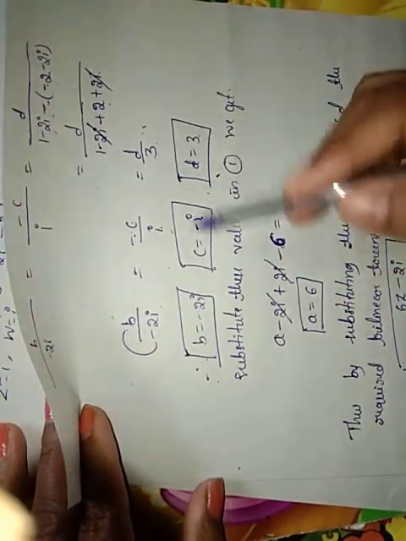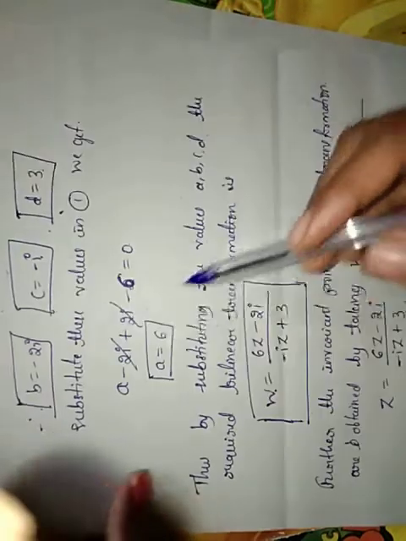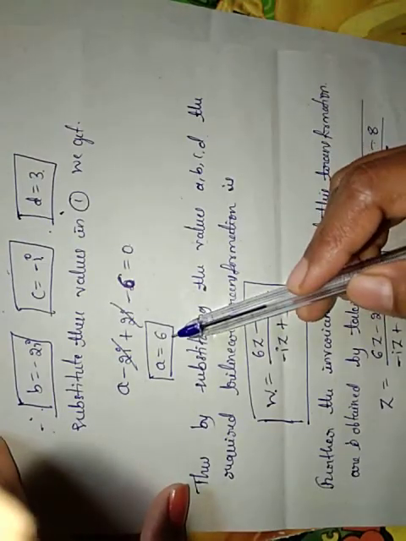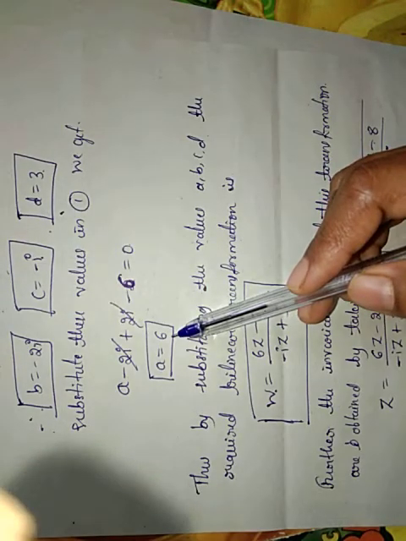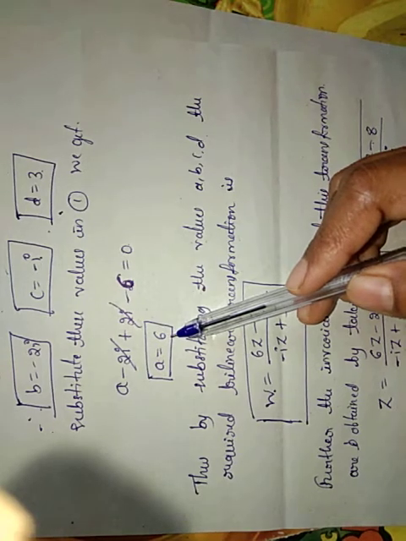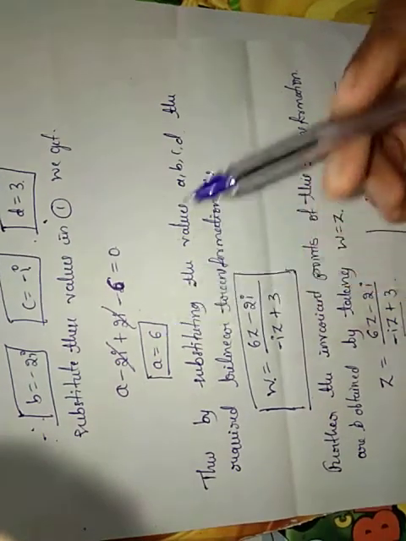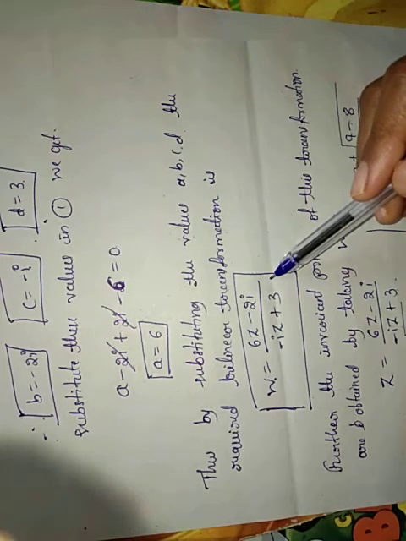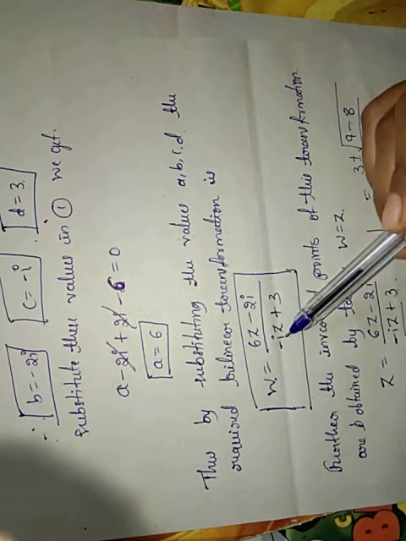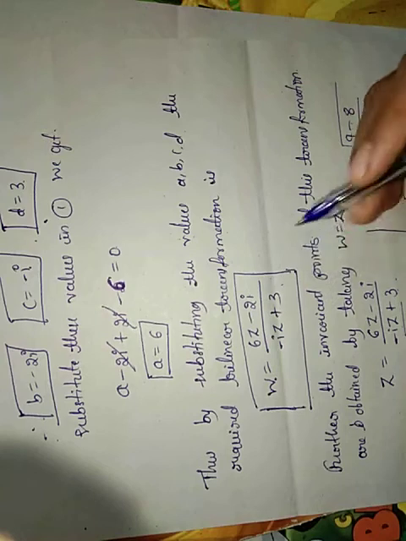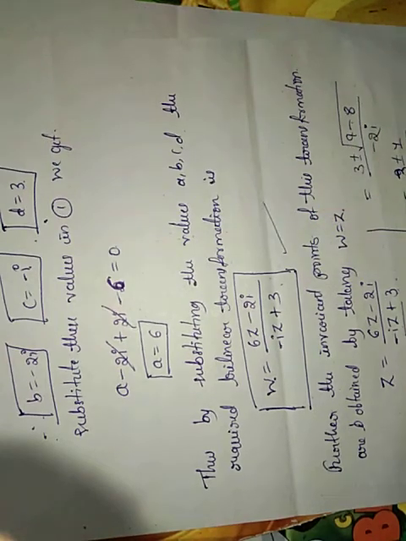Now we have to substitute all these values in equation 1. We get a equal to 6. Now substitute all the a, b, c, d values in the assumed form of the bilinear transformation, that is w. So w equal to (6z minus 2i) divided by (minus iz plus 3) is our required bilinear transformation.